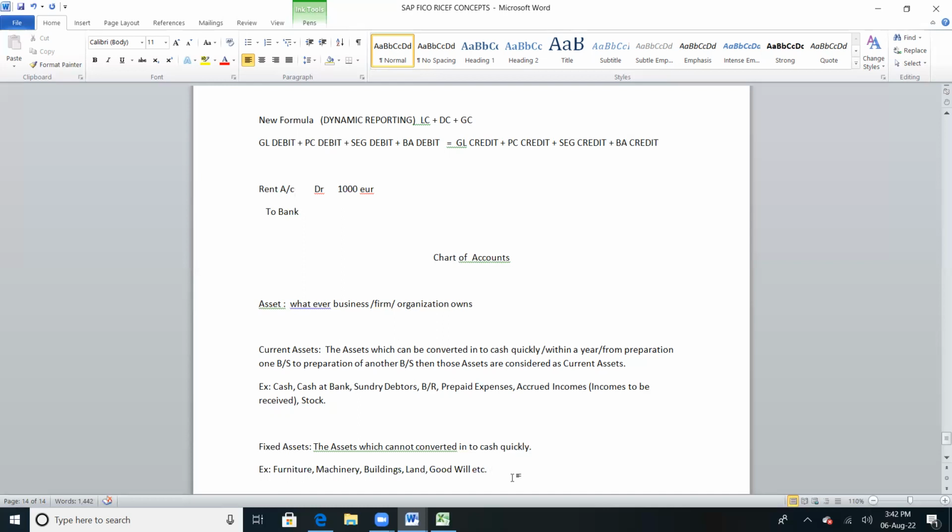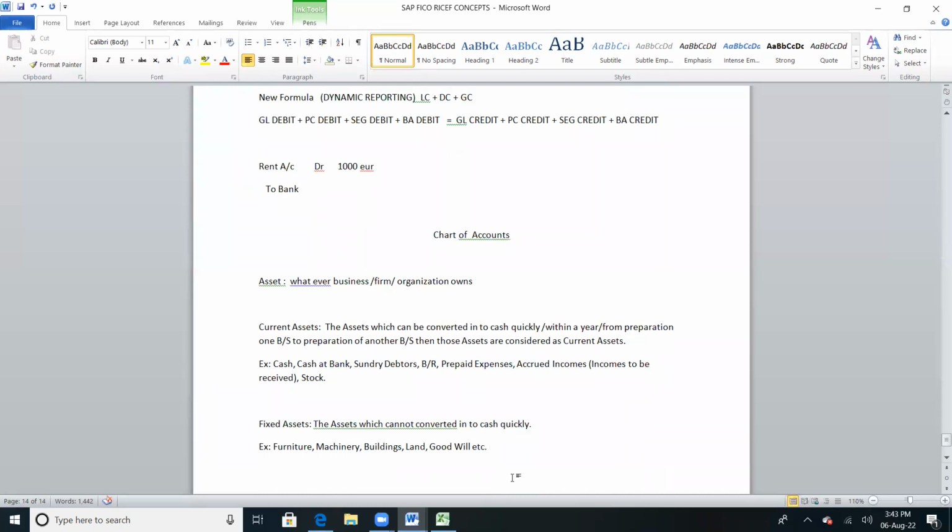Yes, Naveen. Okay. So here again, fixed assets are further classified into two types: tangible fixed assets and intangible fixed assets. Tangible fixed assets are the assets which you can touch and see, like your furniture, machinery, building, land, etc.